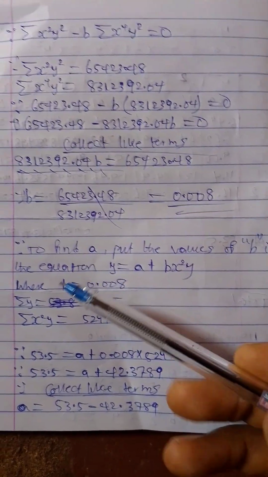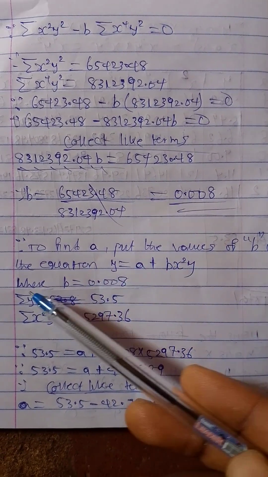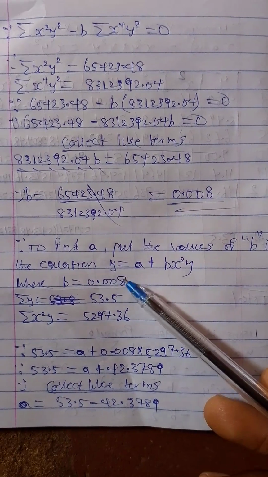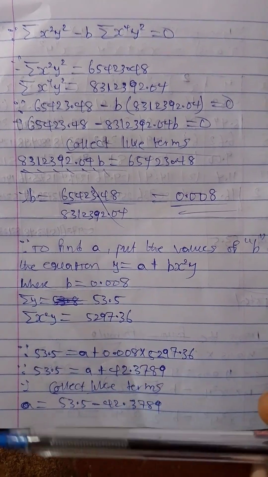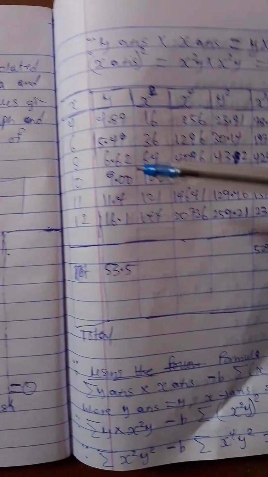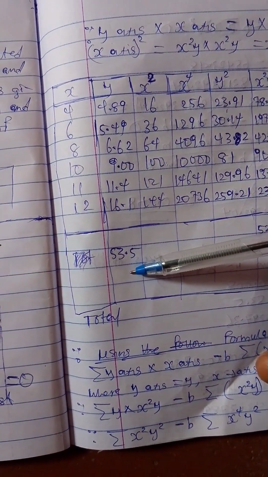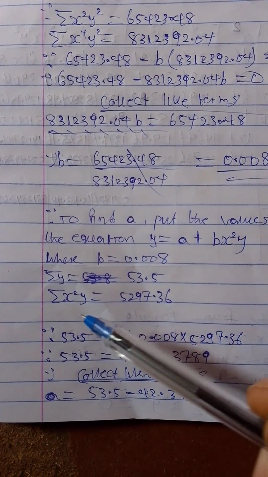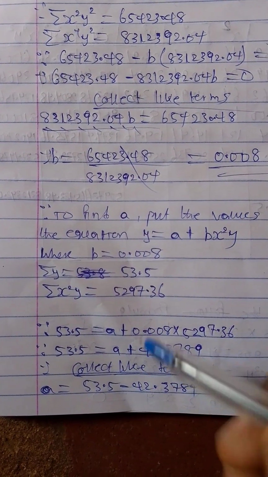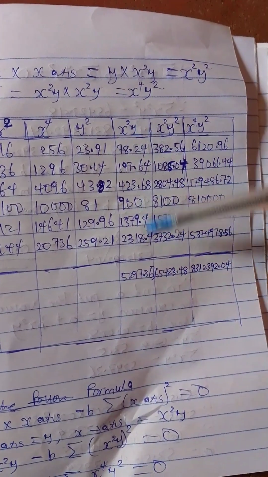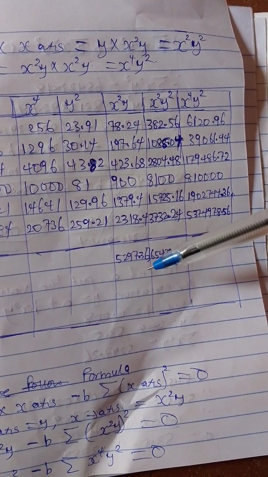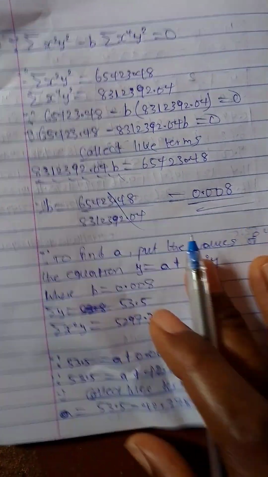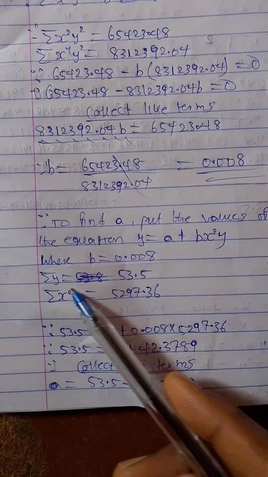Okay, so therefore putting the value of b in this equation, we have that b is 0.008, right? And also we have that summation of y is 53.5. As we got here, the summation of y is 53.5. That is the total of all y values, right? And also the summation of x squared y is 5297.36. Okay, so that is the summation for this. Now let's put the values in this equation.